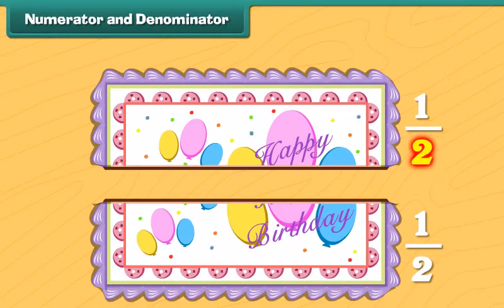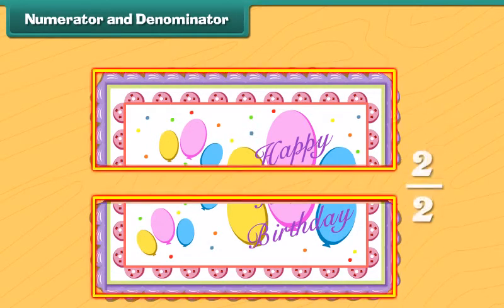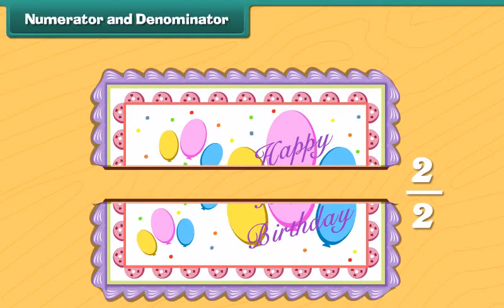This number, called the denominator, tells us the total number of pieces that make up one whole. The top number is called the numerator, which shows the number of parts. So, this is 1/2 of the cake. And these are 2 halves of the cake. So, 2 divided by 2 is 1, that is 1 whole cake.